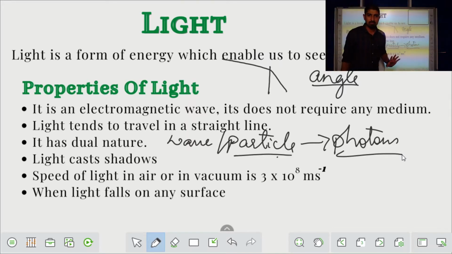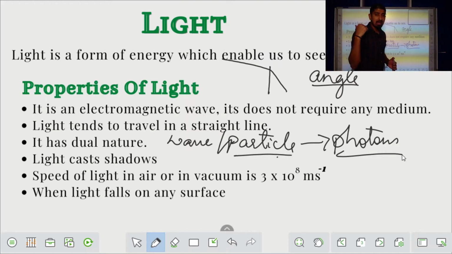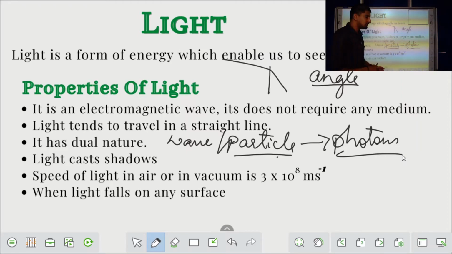Light casts shadows. We know that, correct? When we are walking, when the sun is directly above us, then we don't find shadows. Shadows will be there, but at a different angle. If the sun is behind us, then we will find our shadow in front of us. Correct? So, light casts shadows.